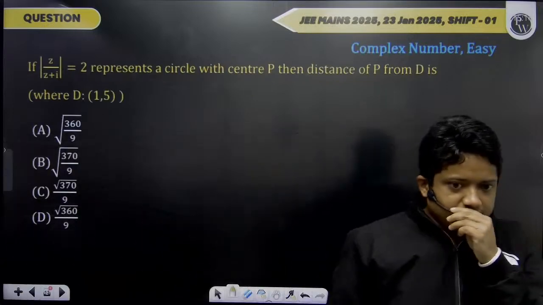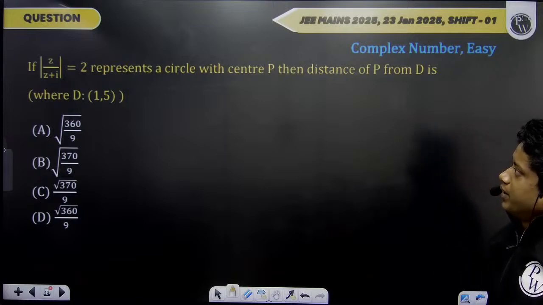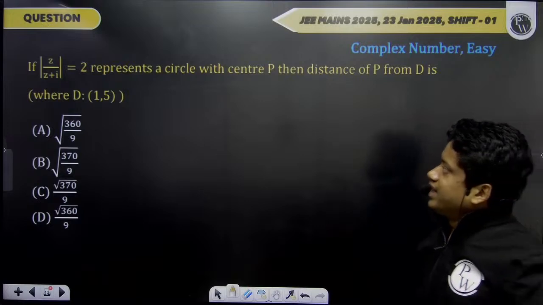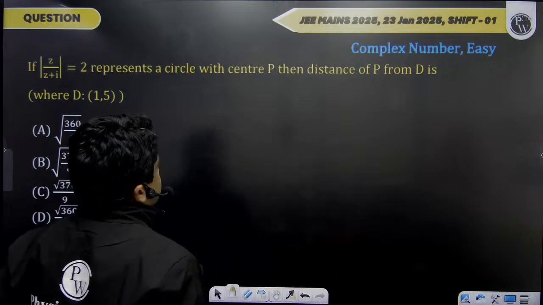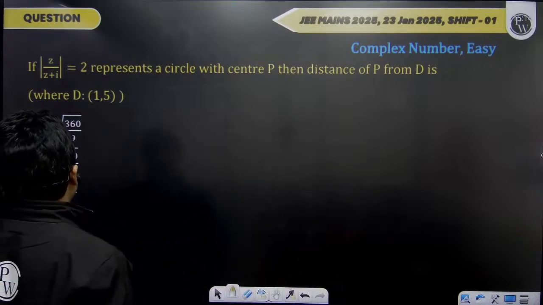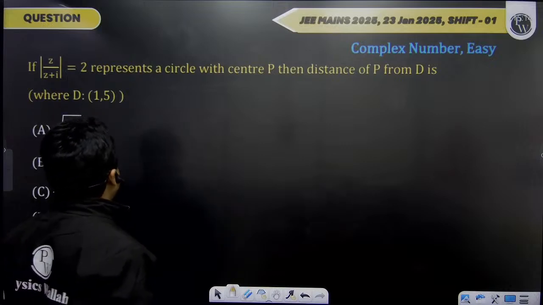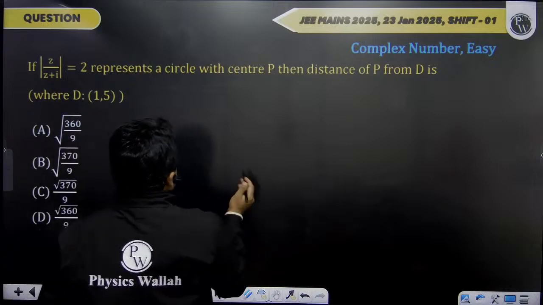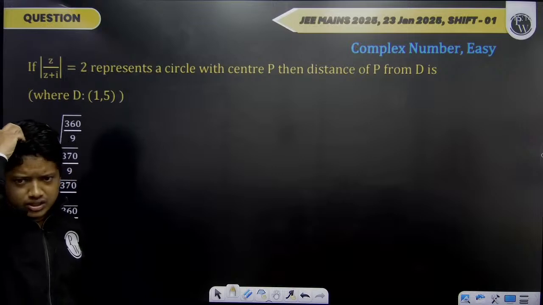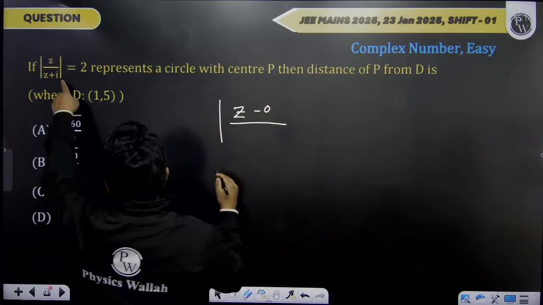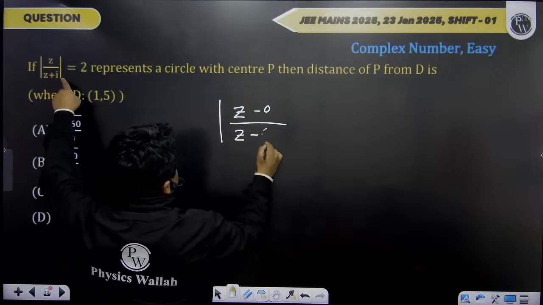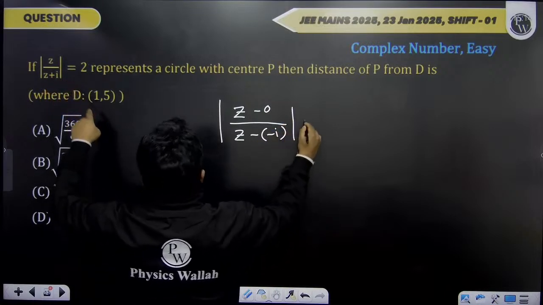Next problem is from complex numbers. Question is what? If mod of z plus i equal to 2 represents a circle with center P, then the distance of P from D is what? D has given as (1, 5). So this is, you know, one question from circle that comes. So this is what? Mod of z minus 0, and z plus i I can write as z minus of minus i, right? This is equal to 2.